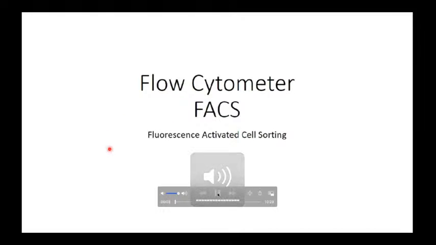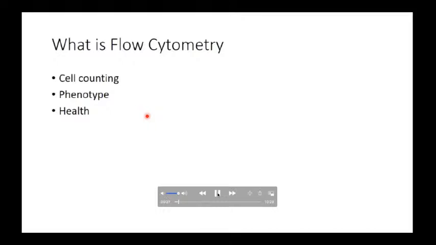Guys, in this video I'm going to speak about a very important and very interesting mechanism called the flow cytometer and FACS. I did two videos. In this video I'm going to talk specifically about the flow cytometer, and in the next video I'm going to talk about the FACS mechanism, fluorescence activated cell sorting. Let's start with the flow cytometer. A flow cytometer is a cell counting mechanism. It's used to count the cells and to analyze the phenotype and the health condition of the cell.